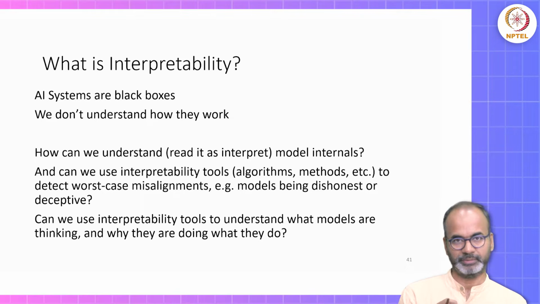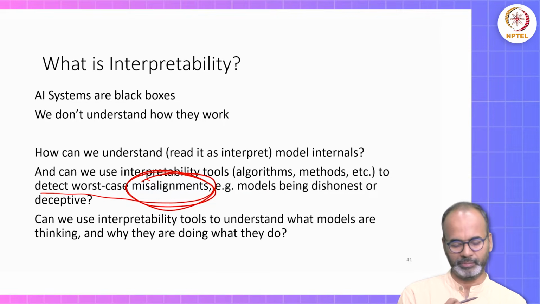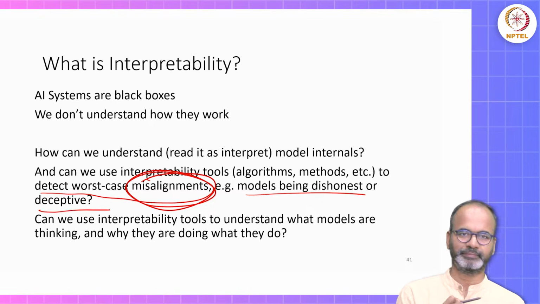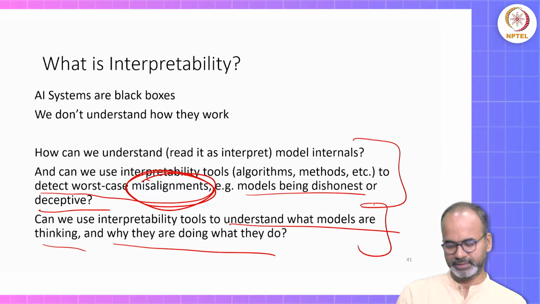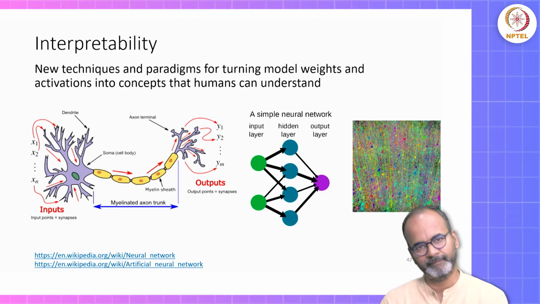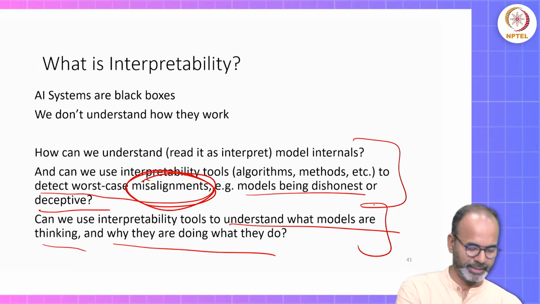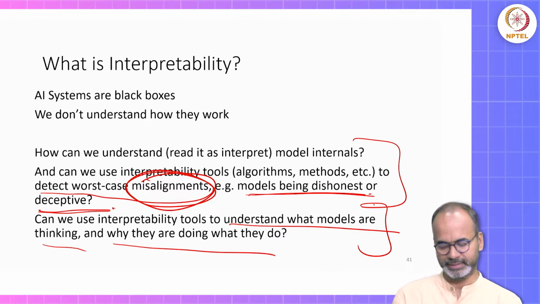And can we use interpretability tools, algorithms, methods, etc. to detect worst-case misalignment? If you remember the first slide of this module, we talked about the alignment problem. That's the question: worst-case misalignment, for example models being dishonest or deceptive. Can we use interpretability tools to understand what models are thinking and why they are doing what they are doing? These are some things that we covered in the transparency part also. But let's look at some examples of getting at the interpretability idea, and also this thing of models being dishonest and deceptive.